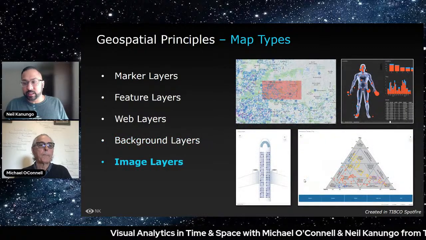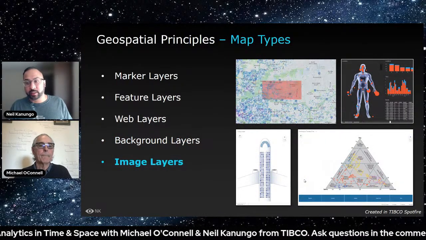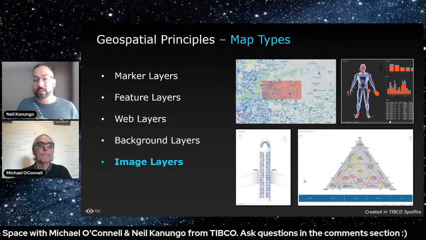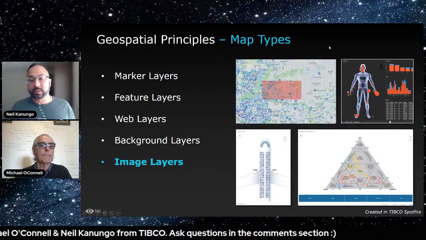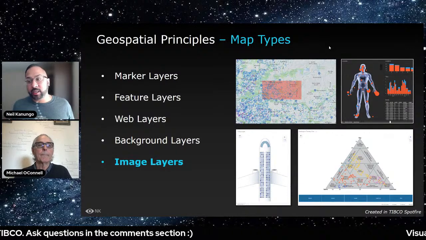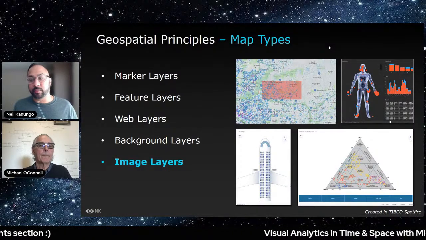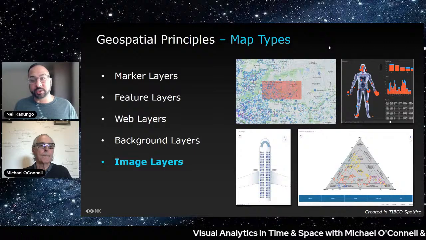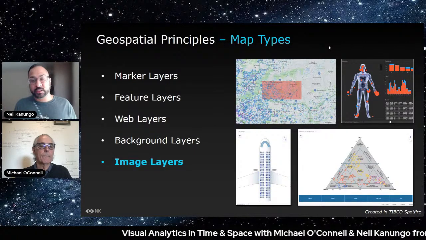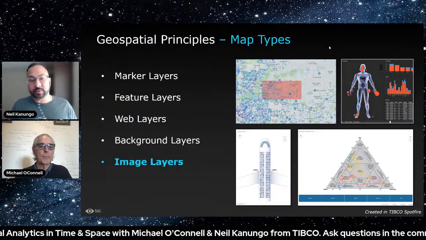And then lastly, there are image layers. These are ways that you can do some other non-geographical maps. You're seeing an injury map on the top right, showing how injuries are represented on the human body. Below that, you're seeing a ternary plot. And to the bottom left, you're seeing an airplane seating chart map. These are images in the background, and you can represent your data on top of that to create different maps.